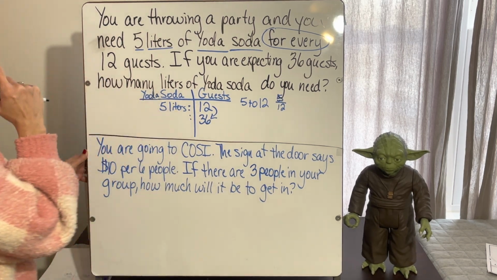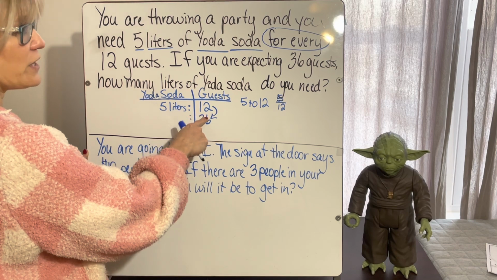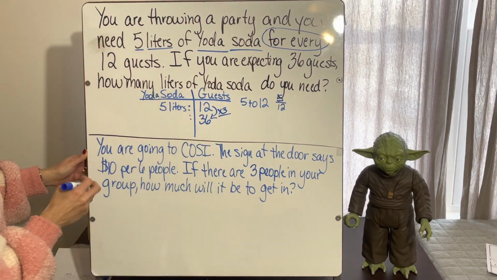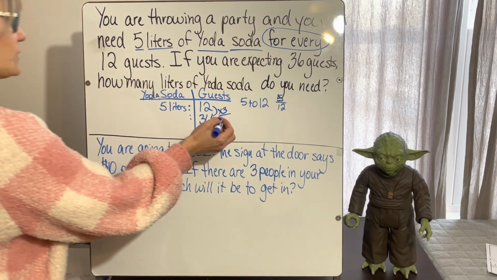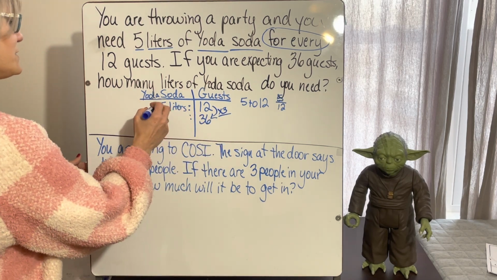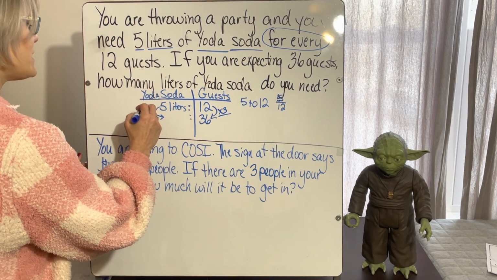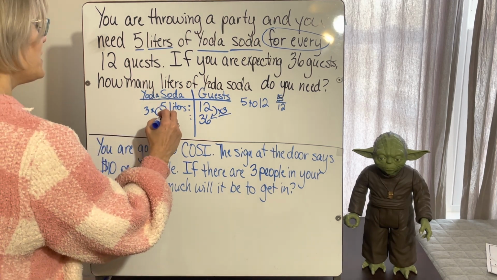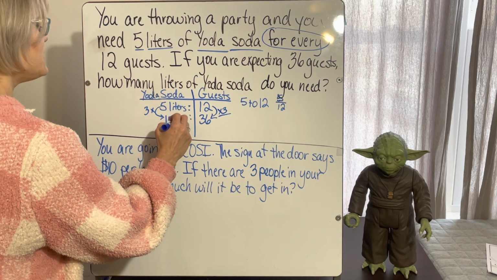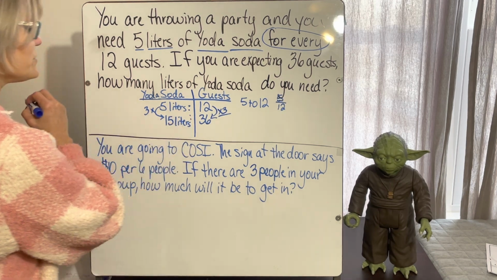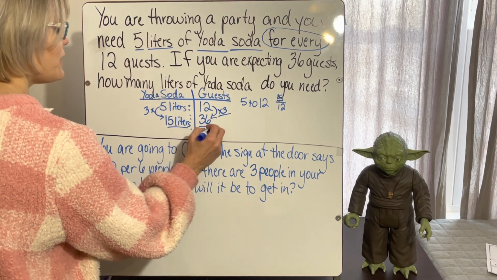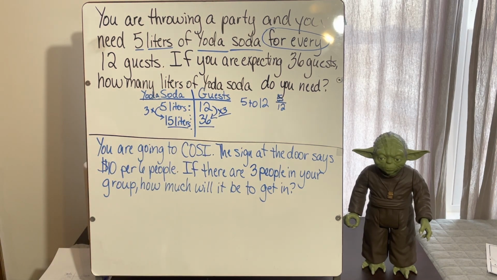And if I think about that, I know that 12 times 3 gives me 36. So what I do to one side, I've got to do to the other side. So I've got to do the same thing. So I've got to multiply 5 times 3. And that gives me 15 liters of Yoda soda. All right, so 15 liters of Yoda soda for every 36 guests.